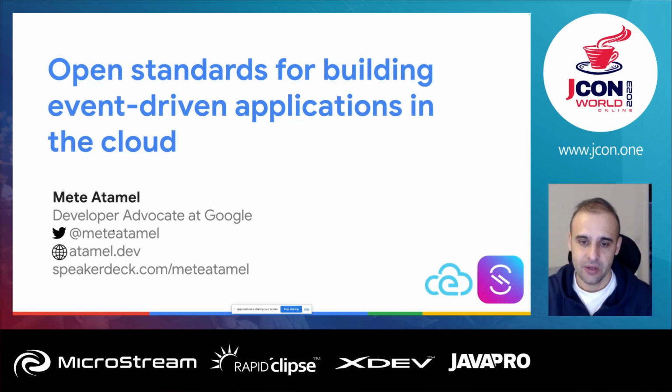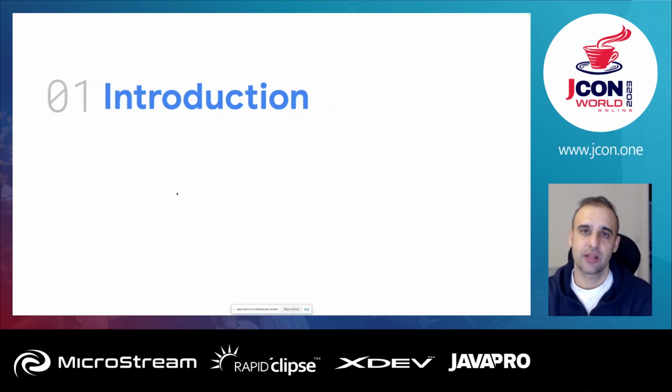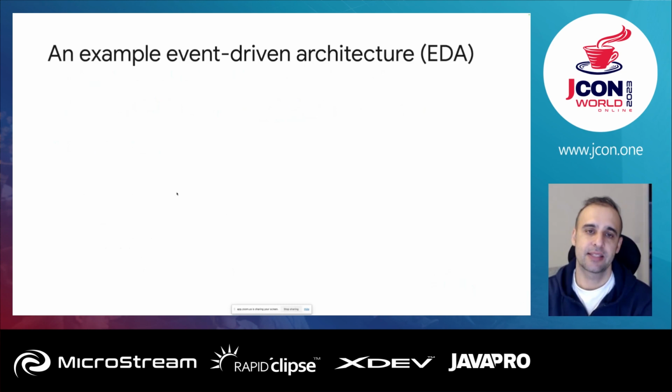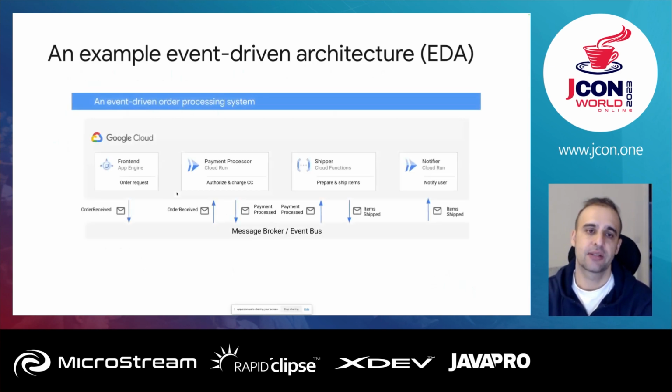Okay, all right. So let's do a little bit of introduction. Let's imagine we are building an event-driven architecture, an order processing system. It's a shopping website or something like that where users put some orders and you want to handle those orders. In that scenario, you typically have multiple services doing different parts of the order processing. But let's keep it simple and work with 4 services.